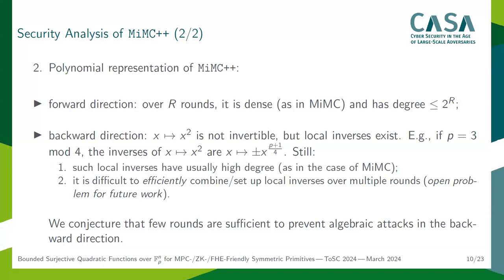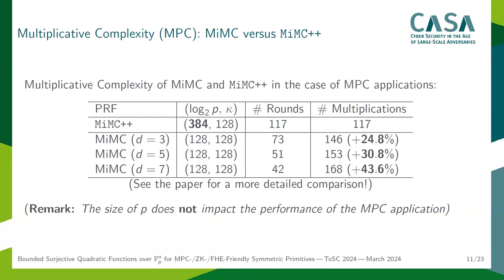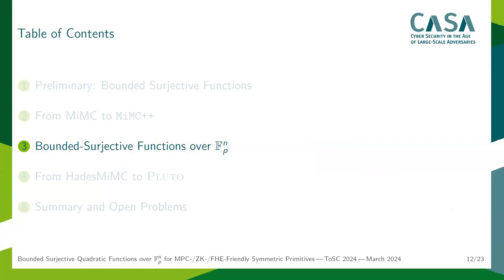If you have a look at the complexity for 128 bits of security, then MiMC++ obviously has more rounds compared to MiMC, but the number of multiplications is much smaller. So it's approximately, so this number has at least 25% more. So using the square operation instead of invertible power maps allows us to reduce the number of multiplications. The prime is much larger, but in MPC applications, that's not so important. At the same time, it's true that in some applications, we cannot choose the prime. So we need to set up some bounded surjective function over F_p^n.